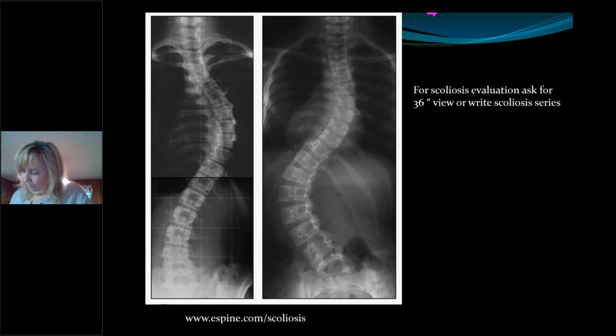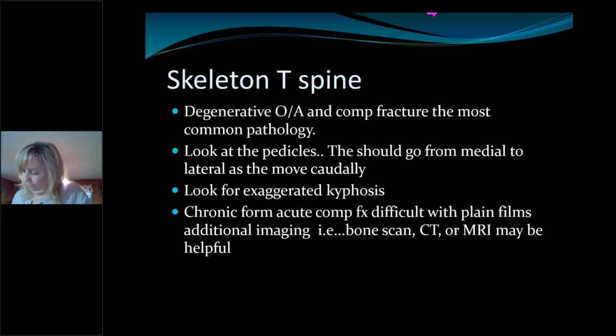So the sooner it's diagnosed, the better. If you have a hint of it on clinical exam, get the x-ray, ask for a scoliosis series, and that's all you have to write. Hey, I need a 36-inch view or a scoliosis series, and they'll do it. And if they got scoliosis and you're unsure, punt them. Let somebody take care of it who knows how to do it, because prevention is huge with those kids.